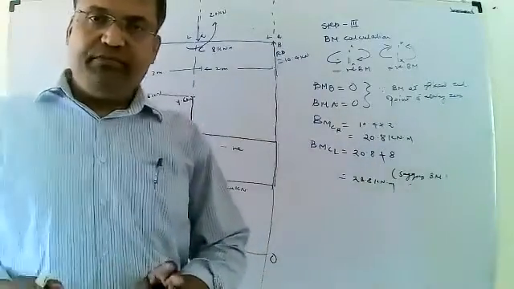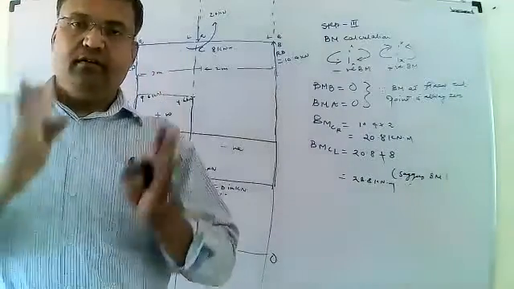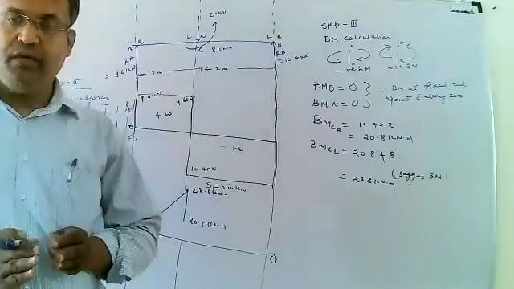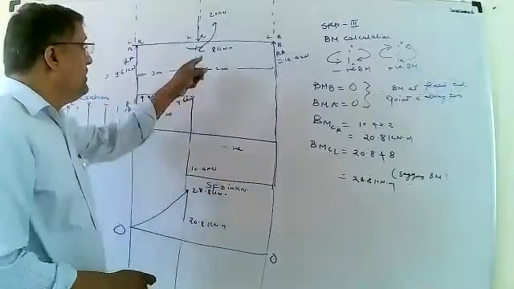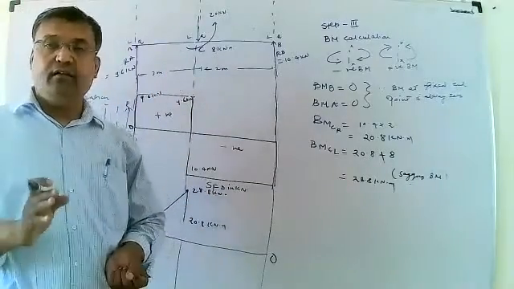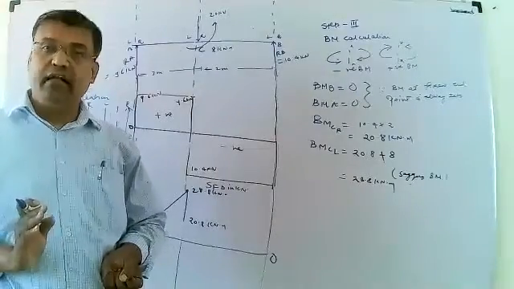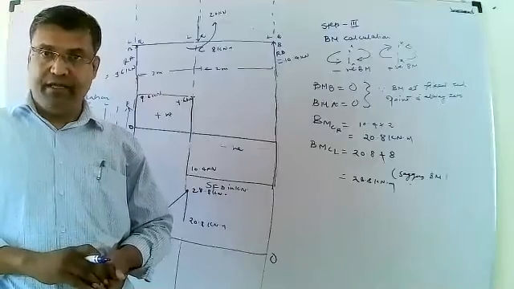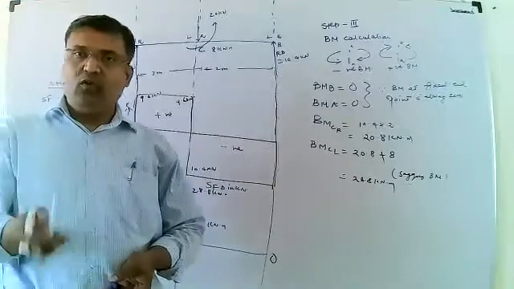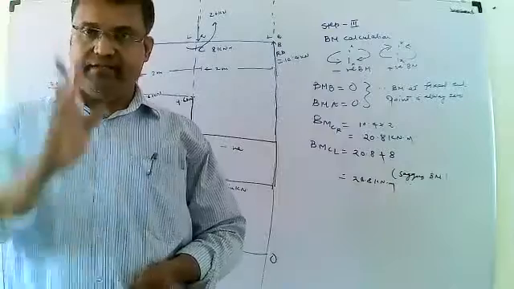You remember one thing, if the direction of the moment is anti-clockwise, then if you want to draw BMD, always drop the line. Okay? And if the moment is clockwise, then the line will go in the upward direction, or it will rise. Okay? Anti-clockwise means drop and clockwise means rise.